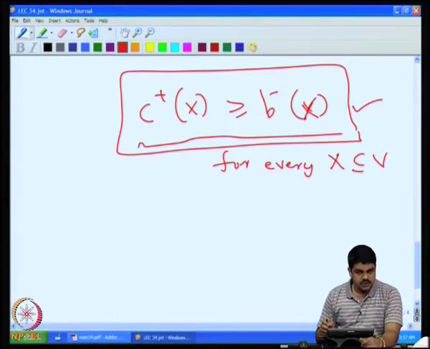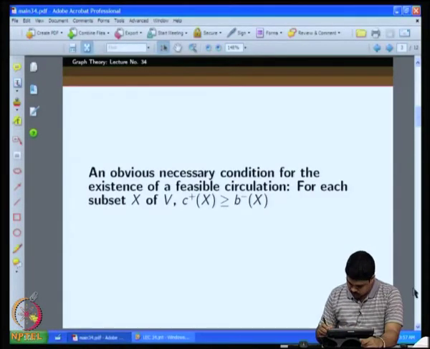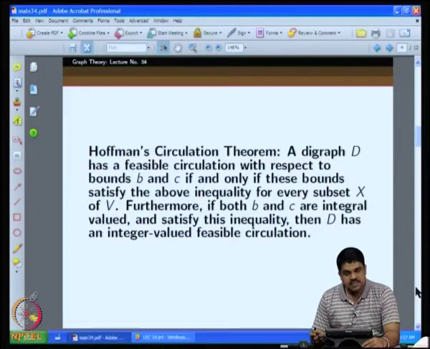How do we show this thing? This is the theorem due to Hoffman. It is known as Hoffman circulation theorem, and this is about the necessary and sufficient condition for the existence of a feasible flow in a digraph given lower bound function B and upper bound function C. It says that this condition, that is for each subset x of V, our upper bound C plus x has to be greater than or equal to the lower bound B minus of x. This is indeed the condition for the existence of a feasible flow in this graph.